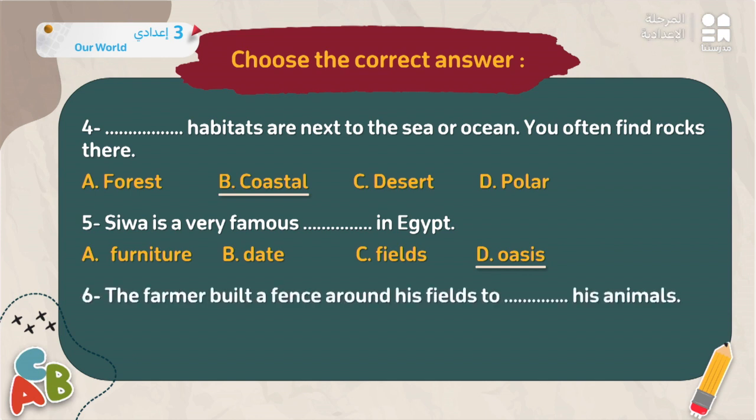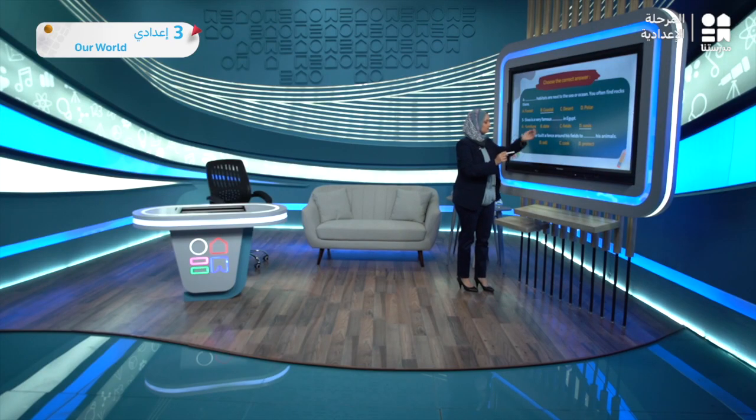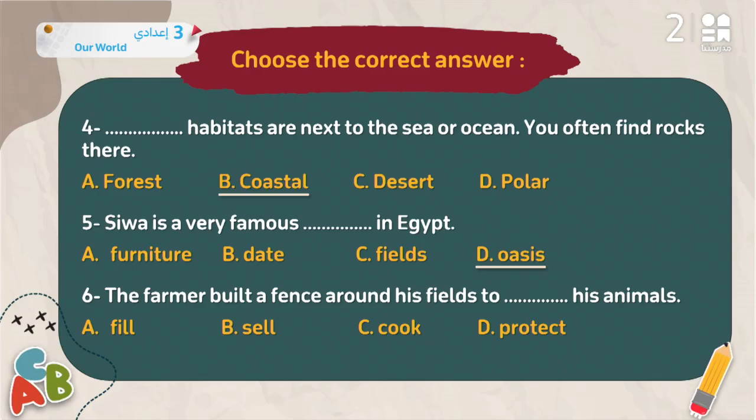Number 6, the farmer built a fence around his fields to space his animals. الفلاح أو المزارع بنى fence يعني زي سور حوالين المراعي بتاعته أو الأراضي بتاعته to space his animals. عشان يعمل إيه في الحيوانات؟ to fill يملى. sell يبيع. cook يطبخ. or to protect يحمي. So of course the answer is to protect his animals.